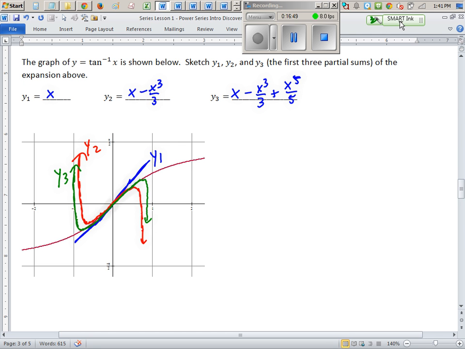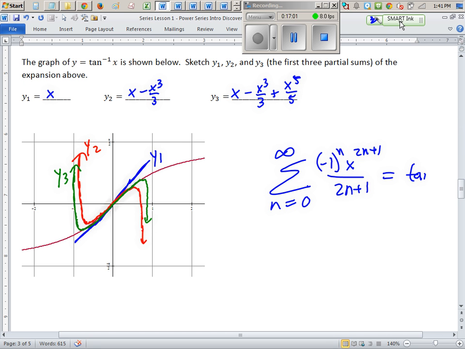But your third takeaway is that this series approximates arctan between -1 and 1, and let's not talk about the endpoints today. What happens at -1? What happens at 1? Forget about it today, okay? So this is your third takeaway for this lesson.